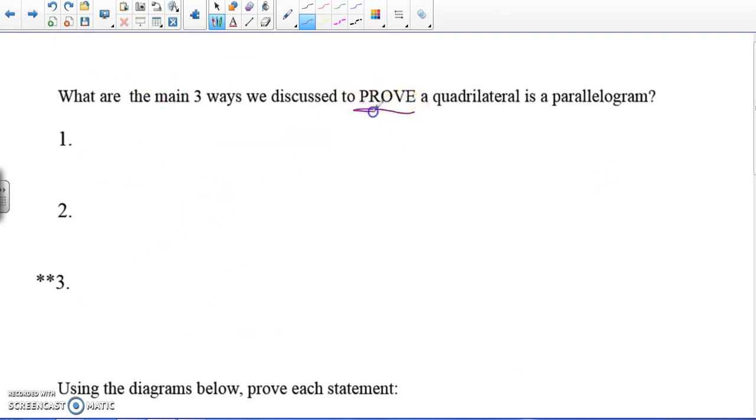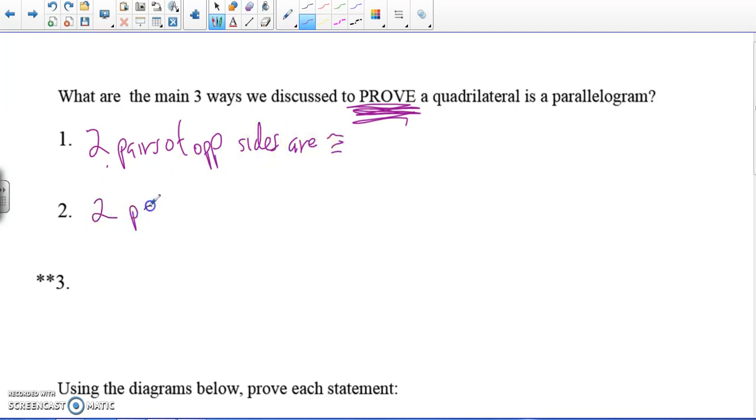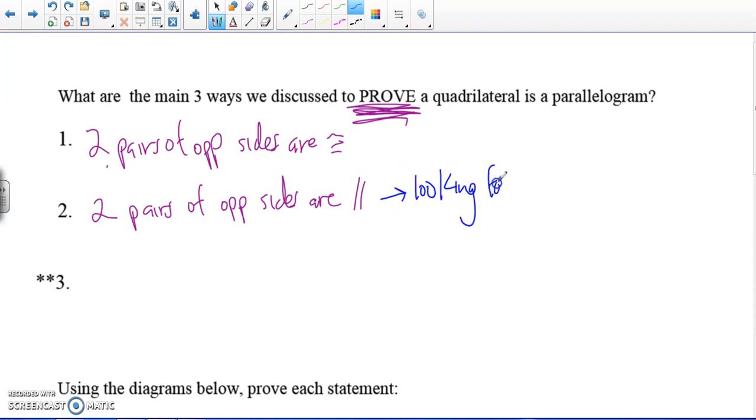Now, to prove a quadrilateral is a parallelogram. In our proof unit, we did a lot of proving a shape as a parallelogram. So the two main, straightforward ways would be to show that two pairs of opposite sides are congruent, and two pairs of opposite sides are parallel. And remember, we proved lines were parallel by looking for congruent angles. So alternate interior, corresponding, those things.